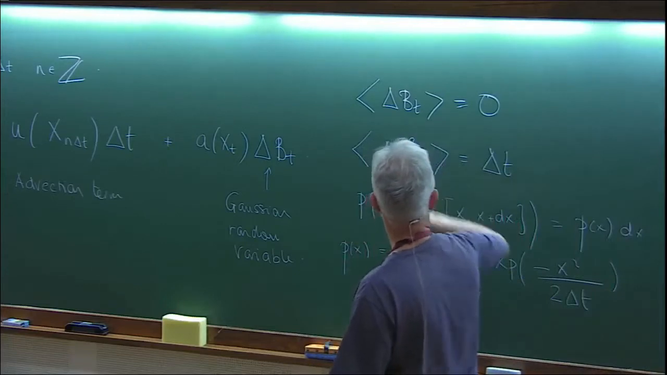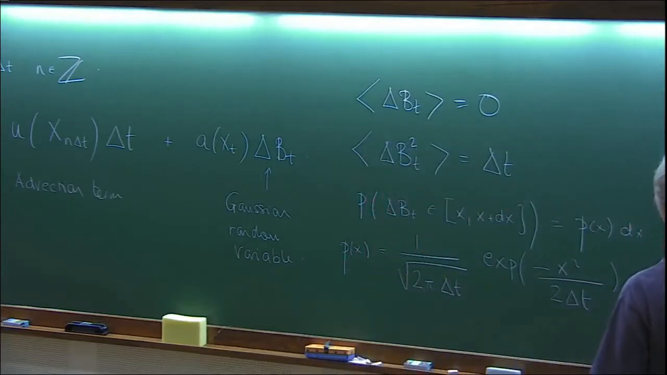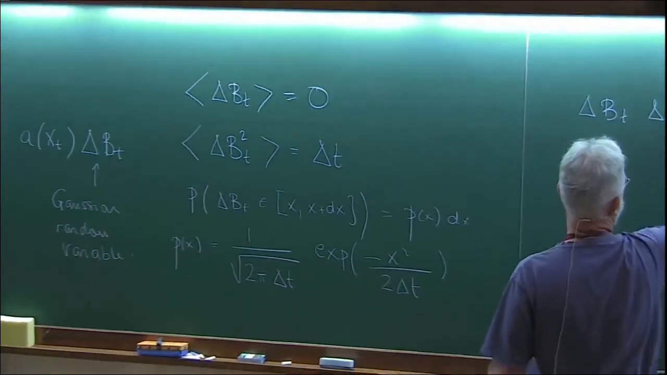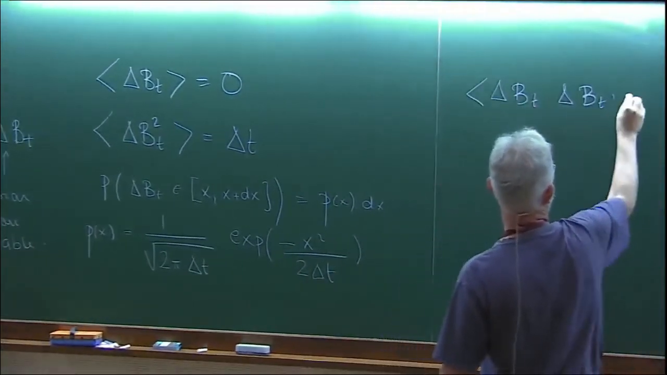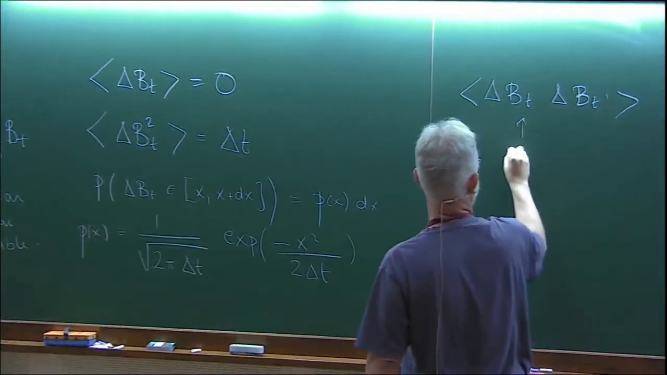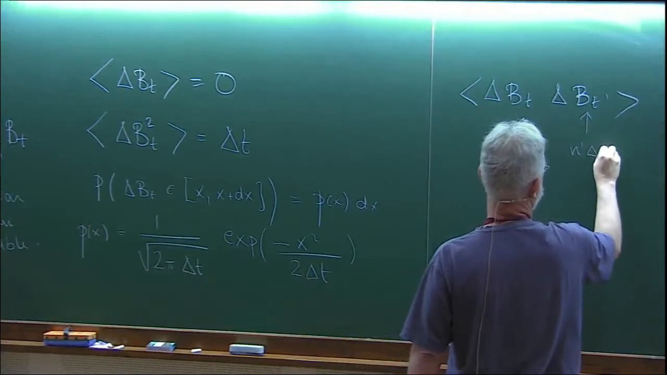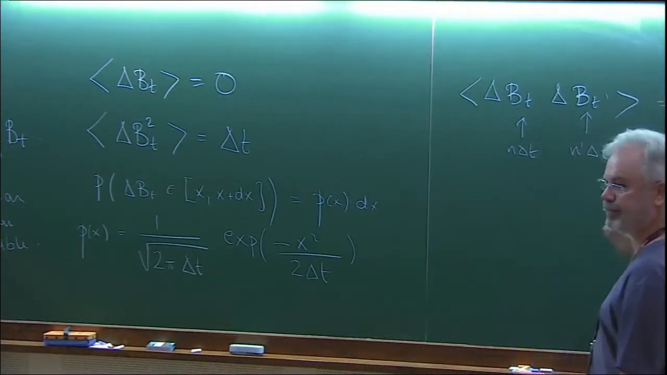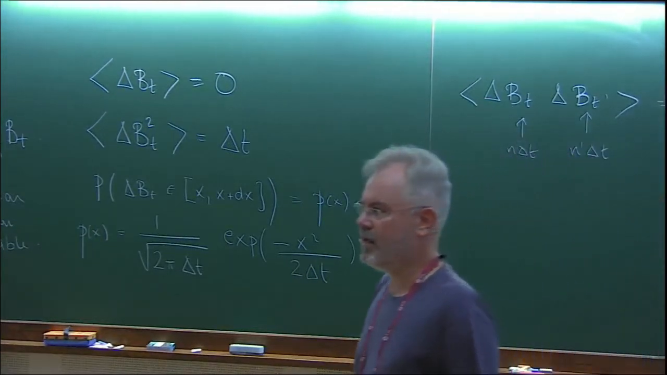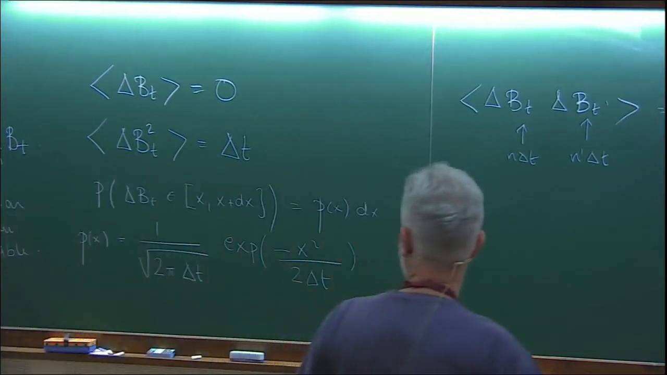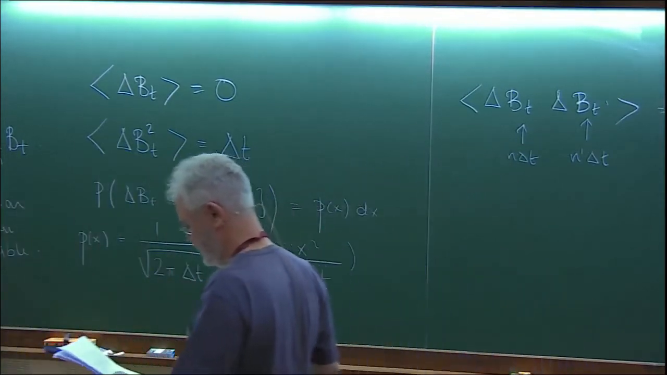Now, the other thing which is important is that this noise has no memory. So if I look at delta b of t times delta b of t prime, these are the discrete times. This guy here would be n times delta t, this guy here would be n prime times delta t. This is equal to 0. So this means that on the scale you're looking at, the molecular collisions have a very, very short time scale. So there's no correlation between these noises.